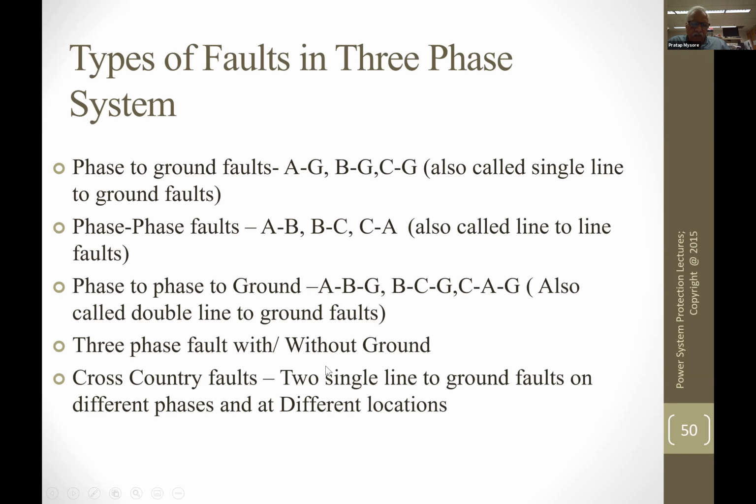Okay, and then we have three-phase faults with and without ground. When a three-phase fault occurs, it is symmetrical. There is no current going to the ground. The common shorted point will always remain at voltage potential 0, right?